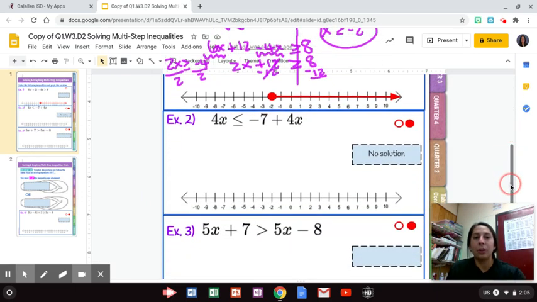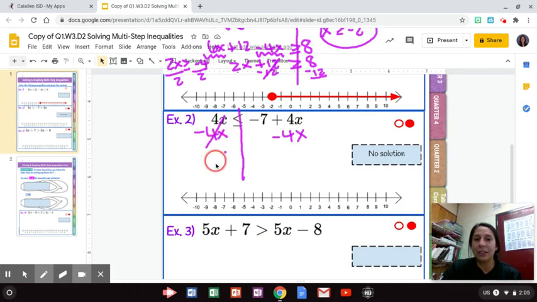Example 2. On this example, you'll notice that you have x's on both sides. When you have variables on both sides, you always want to find the smaller variable, but since they're both the same, if I do the opposite of positive 4x, which is take away 4x, on the left-hand side, you'll notice that there's nothing left, so that's 0 is less than or equal to, over here, you now have a negative 7. Now, is 0 less than or equal to negative 7? No.